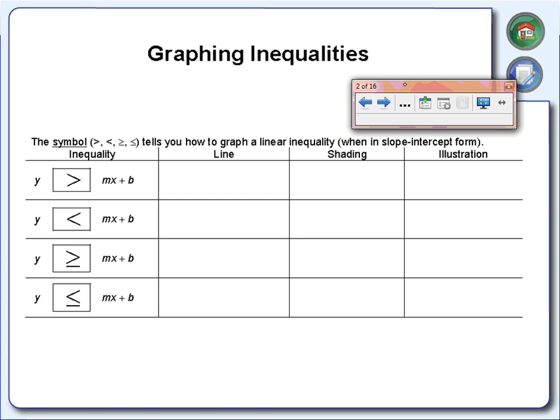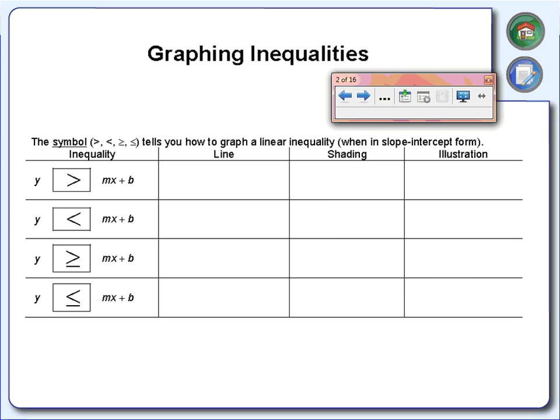If you look at the top of the box there, that big box, they give us four different scenarios that we're going to come across here. Notice that all of them that we're working with right now are going to be in slope-intercept form, which is going to make things a little easier for us. Now, since we are working with inequalities, we need to be careful because sometimes the lines we use will be dotted, sometimes they will be solid, depending on what kind of inequality we're given. We're also going to have to do some shading. Sometimes we shade to the top, sometimes we shade to the bottom of the line.